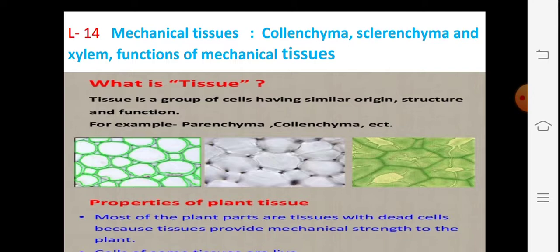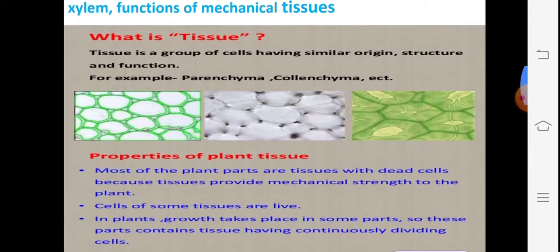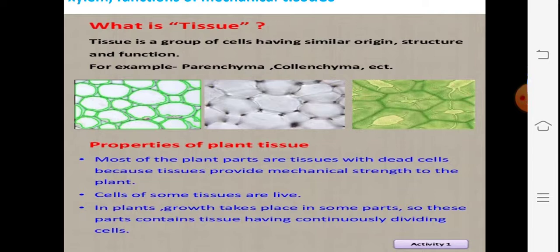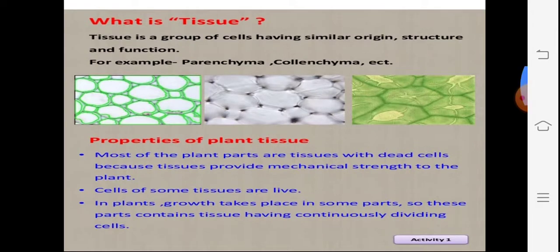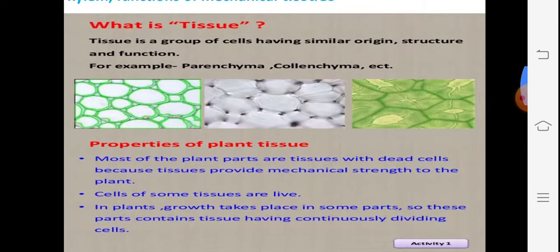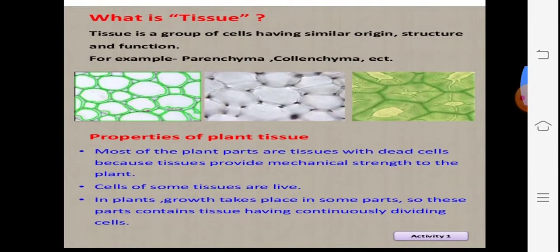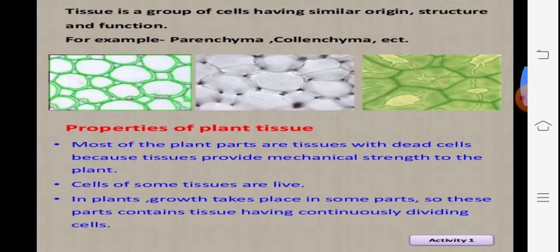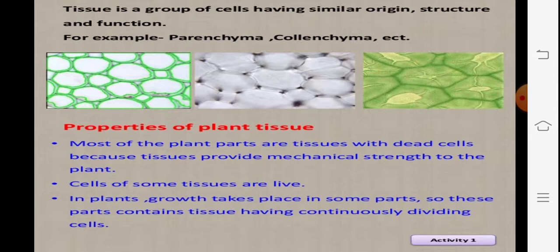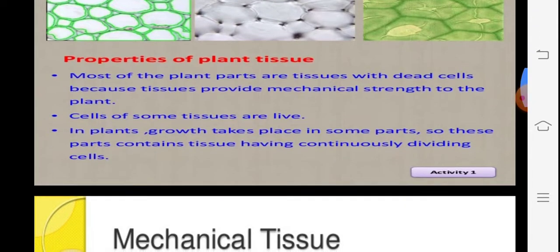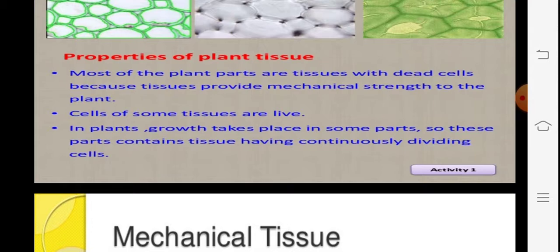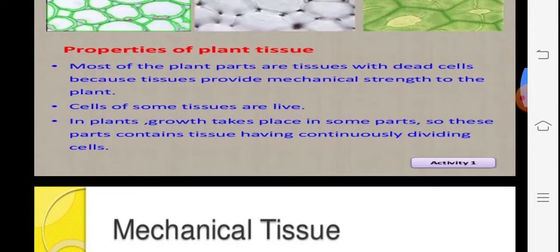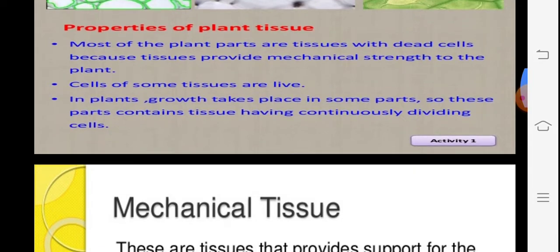And now in the mechanical tissue system, what is a tissue? Already we know. A tissue is a group of cells having similar origin, structure, and functions. For example, parenchyma, collenchyma, etc. You are observing that these cells have specific shape and size. Some cells are green in nature, so they contain chlorophyll. Most plant tissues are dead cells, because the tissue provides mechanical strength to the plant, and the cells of some tissues are live.